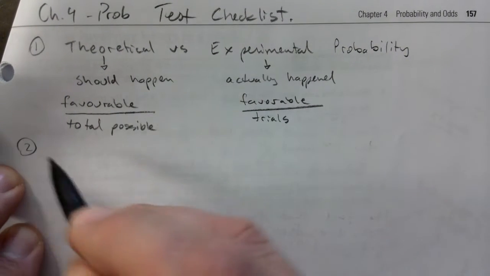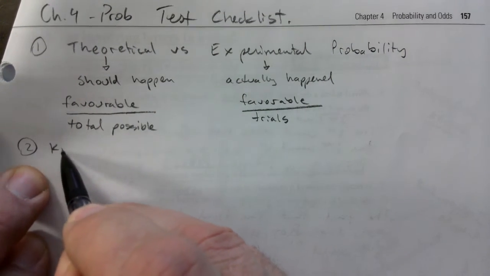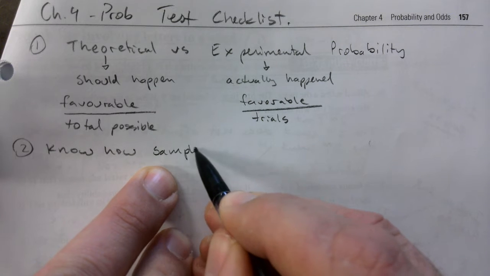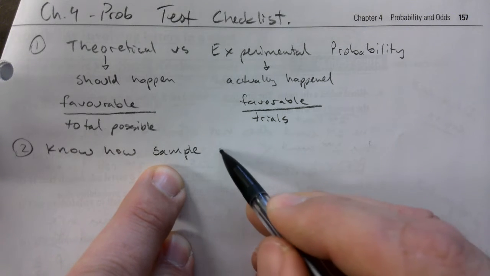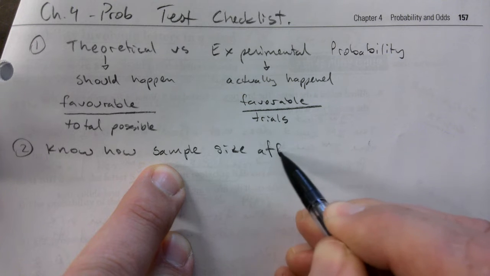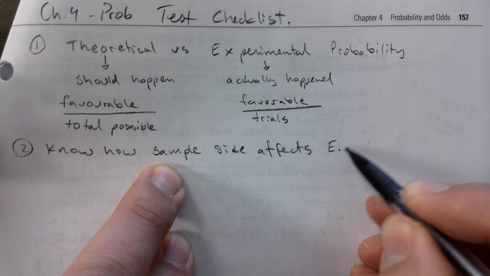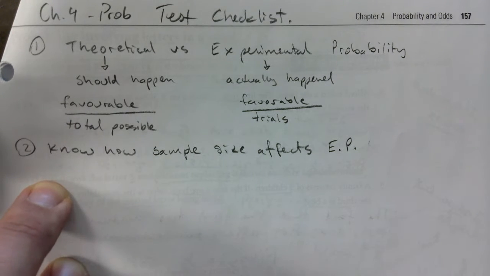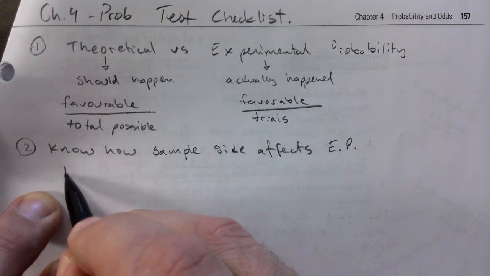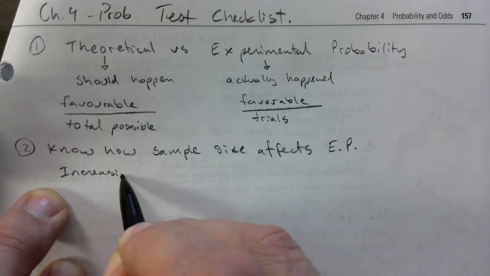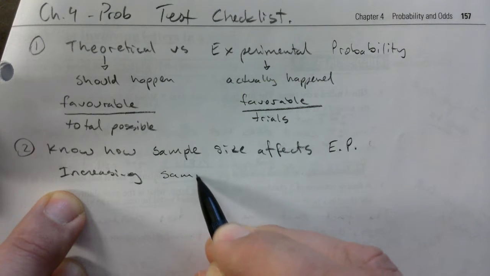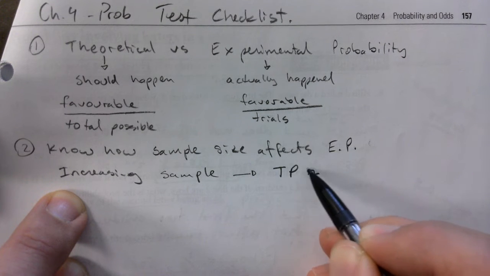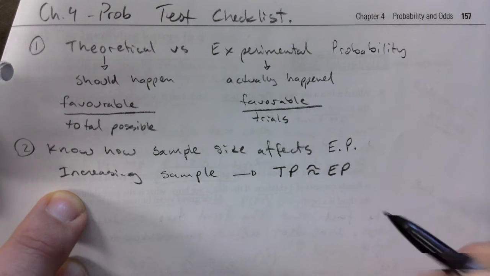So that gets me to the second point. Know how sample size affects experimental probability, right? I'm summarizing this, that's why it doesn't sound right. Increasing sample size will result in the following: the theoretical probability should be close or approximately the same as the experimental probability.